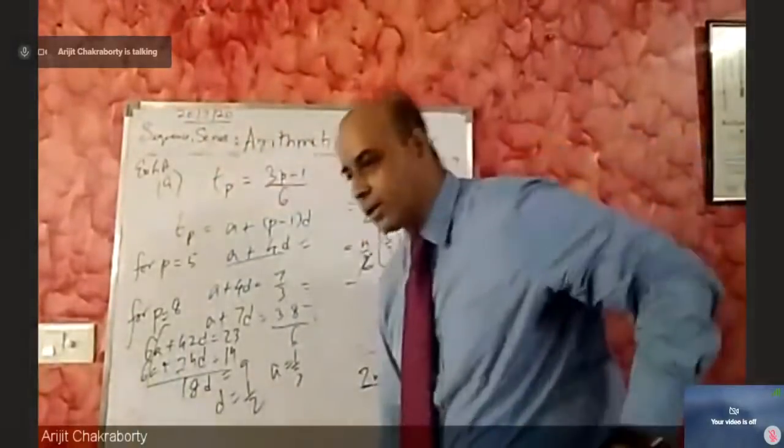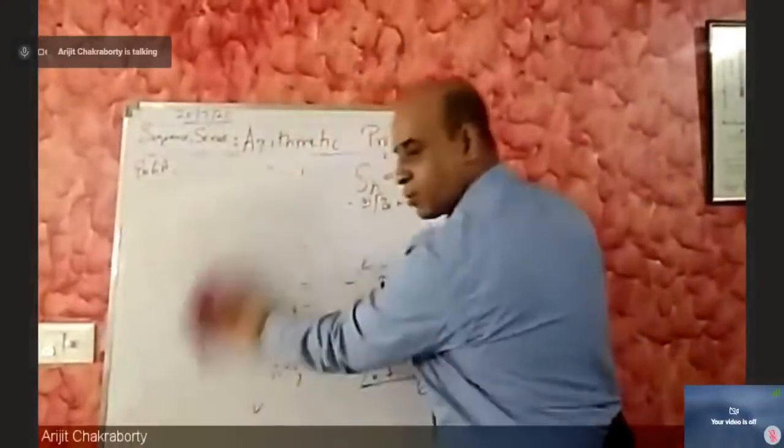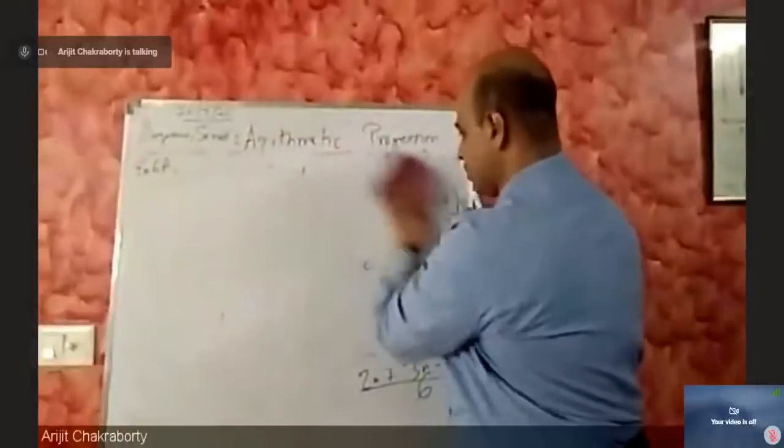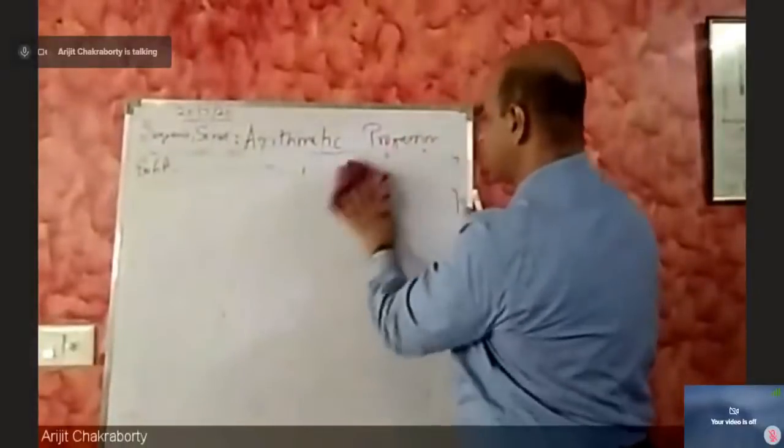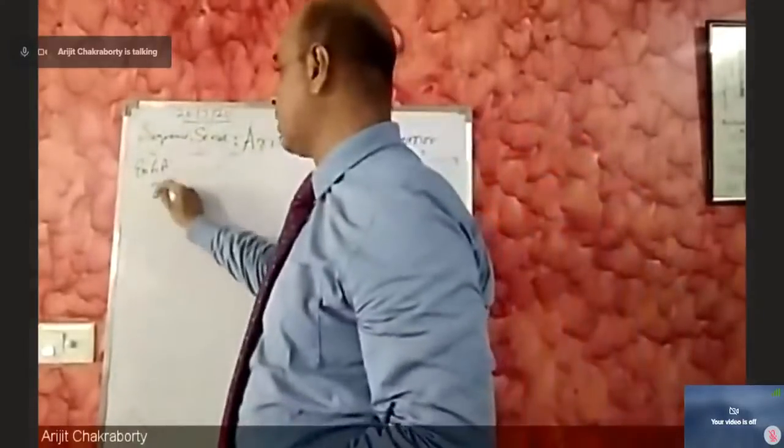Okay, let's check this one. 23. This is the last one we are doing. There are 25 problems in this chapter, I think, so we have done quite a lot of them. 23 we are taking up now. Okay, 23, exercise 6a, number 23.